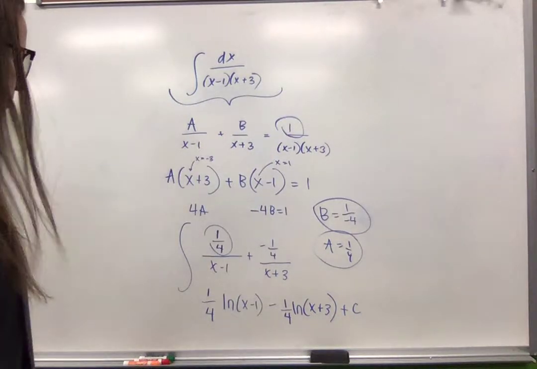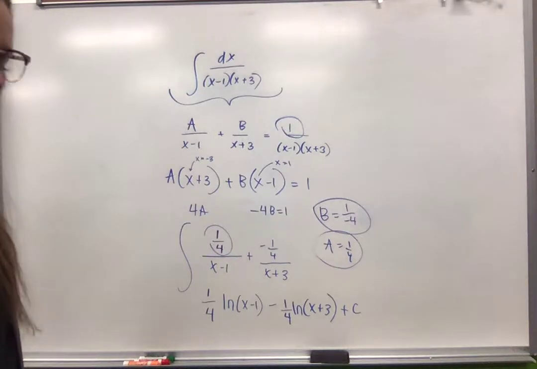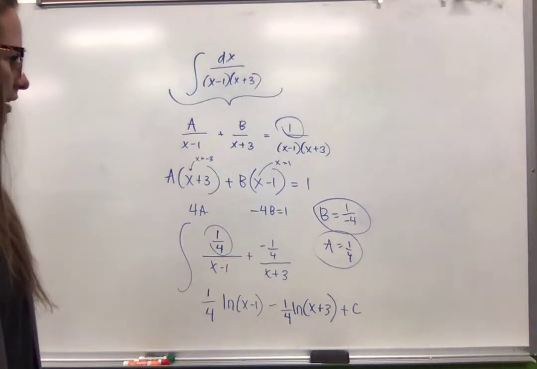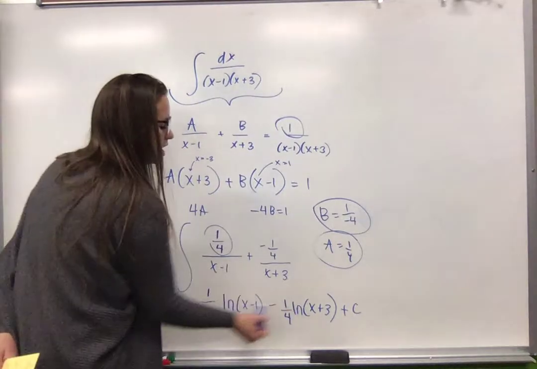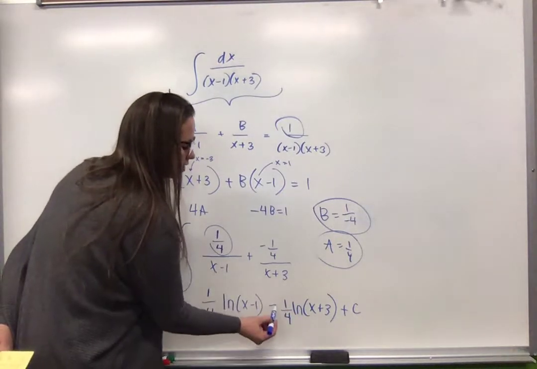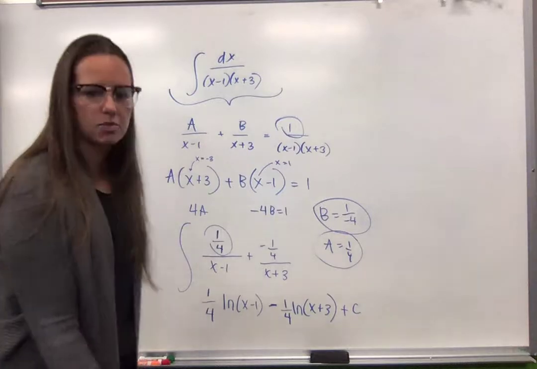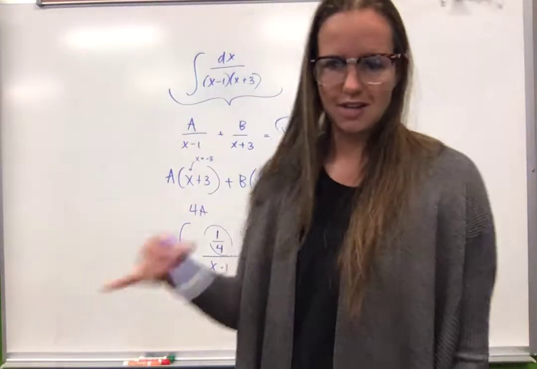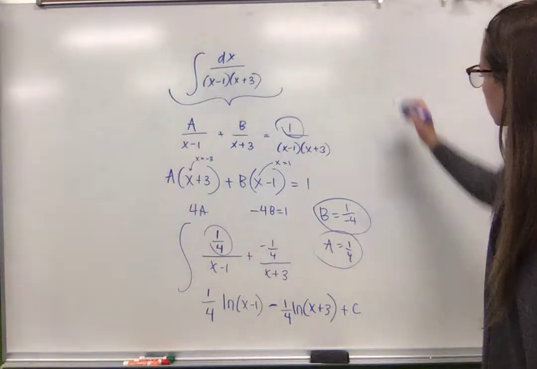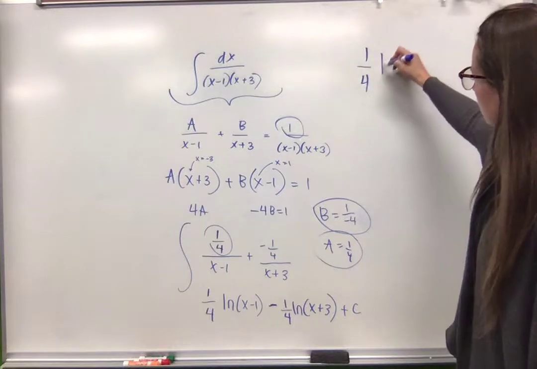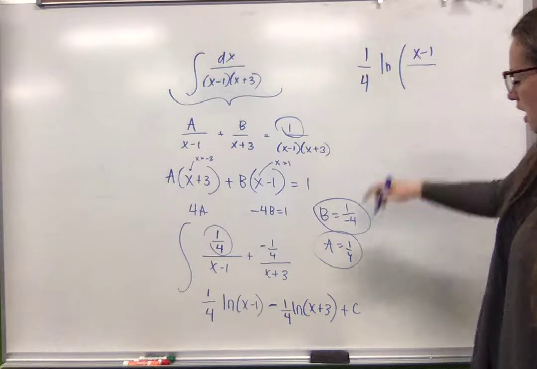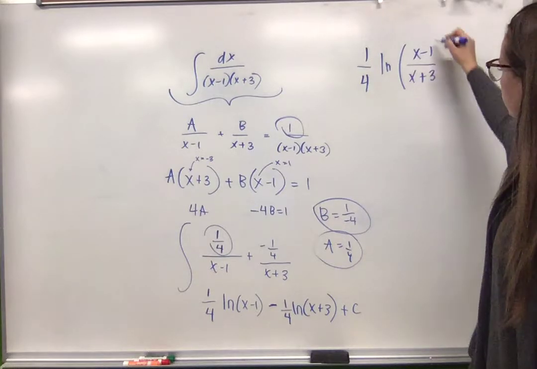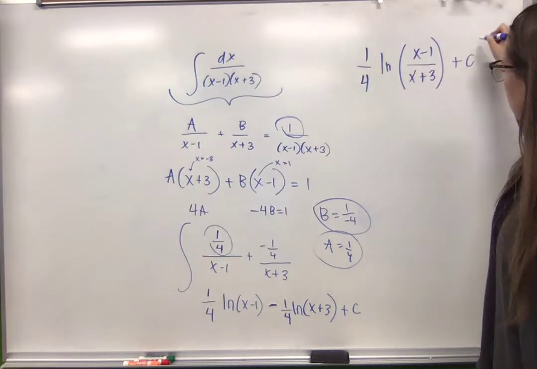Cool? Sorry, that's really low. I hope you can see it. So that was my integral. And then the last thing is you've got to use logarithm properties to simplify this. So when you have two natural logs and they're being subtracted from one another, subtraction turns into division. Yes, we've been going over this. So I'm going to keep the 1/4 out front. And I'm going to keep the ln. And then the x minus 1 goes on top. And the x plus 3 goes on bottom. And then there's a plus C on the outside.